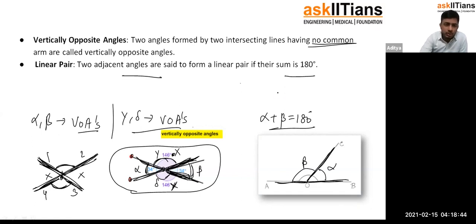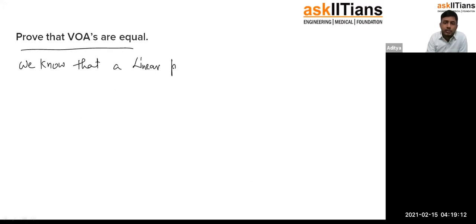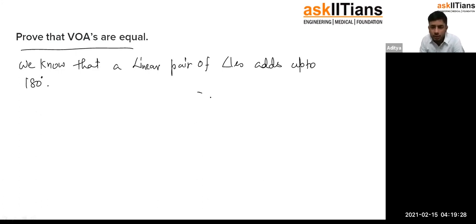So that was pretty much about the basic pair of angles. Now let us solve a question here. Prove that vertically opposite angles are equal. So how do we prove that? First of all, we should know, okay, let us write this here. We know that a linear pair of angles adds up to 180 degrees, right? A linear pair of angles adds up to 180 degrees. Now, using this, let us try to solve the question.